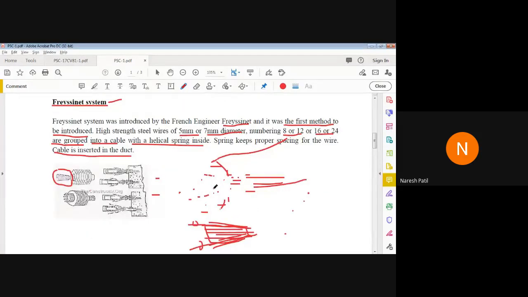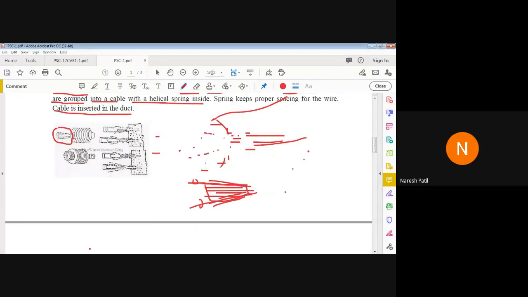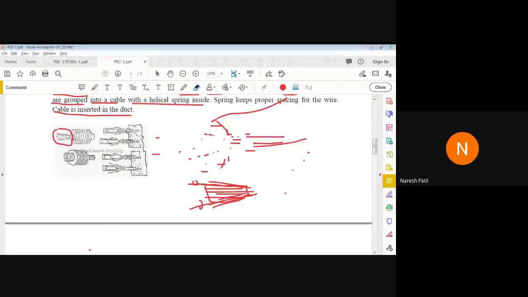Did you understand? I'm trying to explain from all sides, but imagination, or visualization, is very important. Any doubt here? Any doubt? So I'll give a small example here.